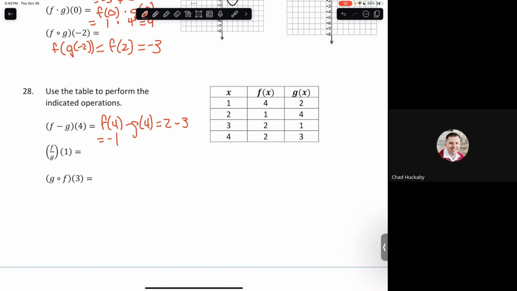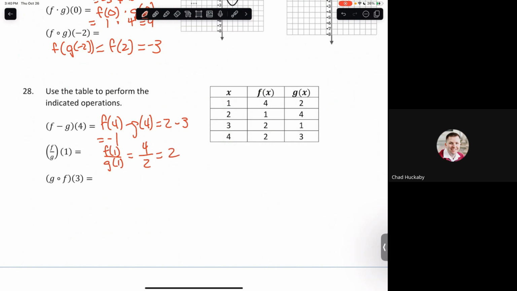F divided by g of 1 is the same as f of 1 divided by g of 1. Well, f evaluated at 1 is 4, and g evaluated at 1 is 2. So we have 4 over 2, and 4 over 2 is just 2.